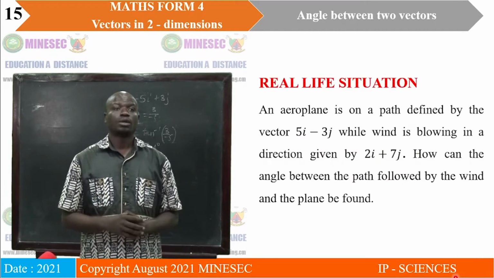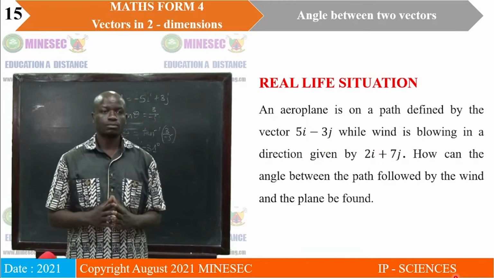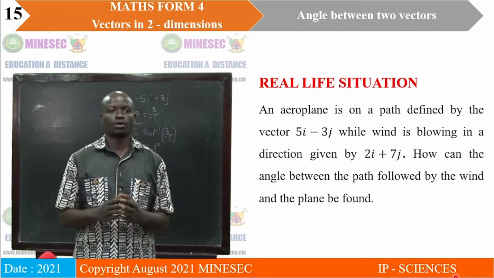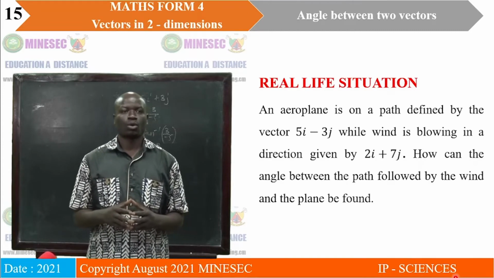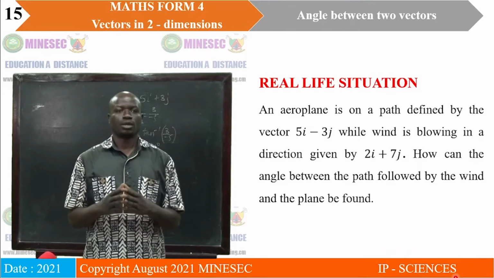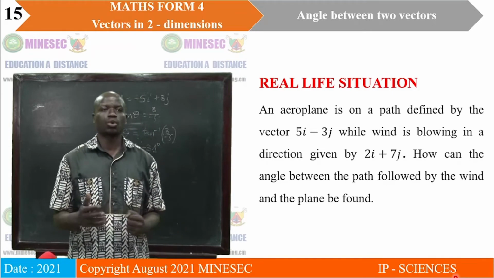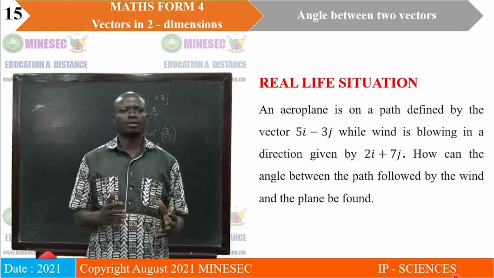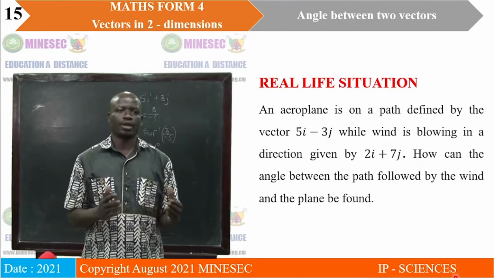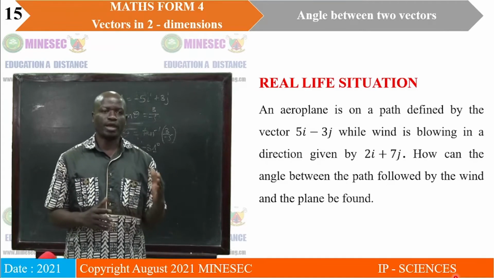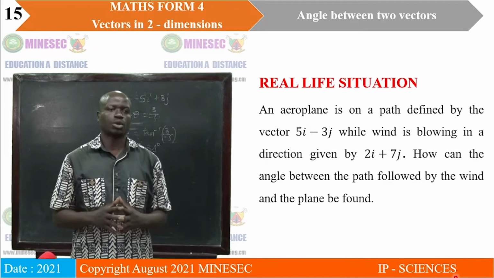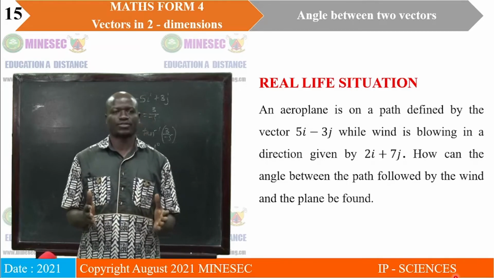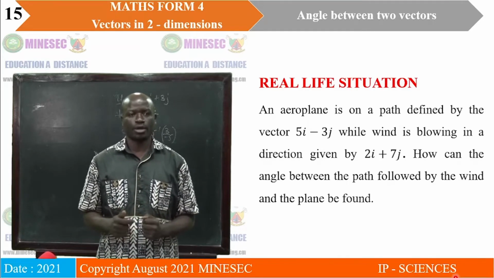Now, let's look at this real-life situation. We have an aeroplane that is in flight and is on a path defined by a vector 5i minus 3j, while wind is blowing in a direction given by a vector 2i plus 7j. How can the angle between the path followed by the wind and the plane be found? The plane has a path that it is following, and the wind also has a path it is following. So how can we calculate the angle between the two paths followed by the wind and the plane?